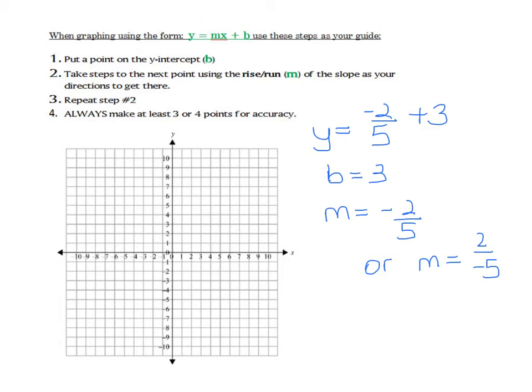So, plot my first point at the y-intercept of +3. And use my slope as my guide of rise over run to get to my next point. So I'm going to use my slope, and I'm going to rise in the negative direction 2. So I'm going to go down 2, and I'm going to go to the right 5 because my 5 is positive. And I'm going to do it again.